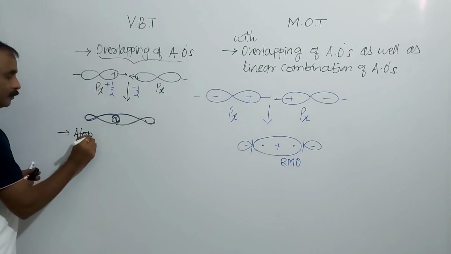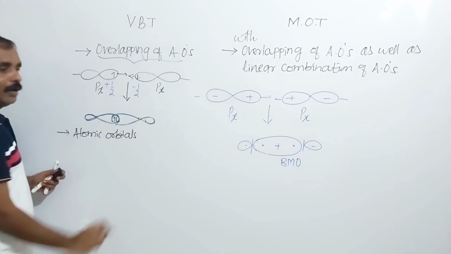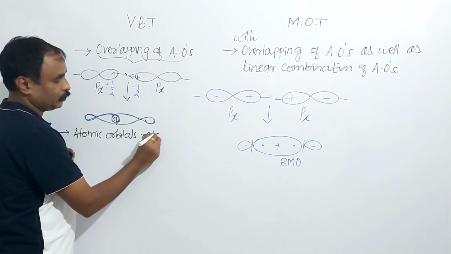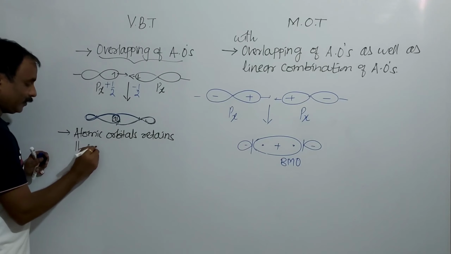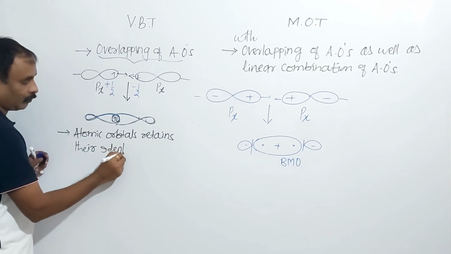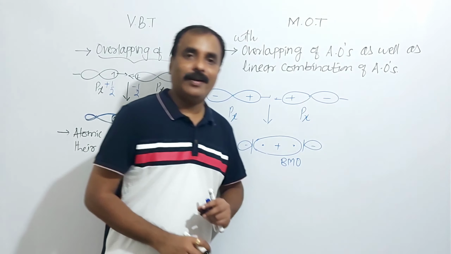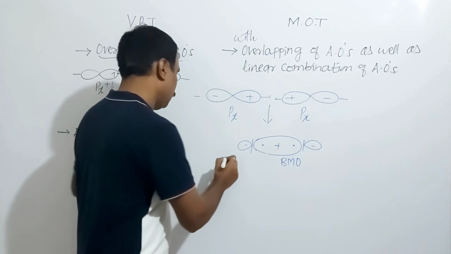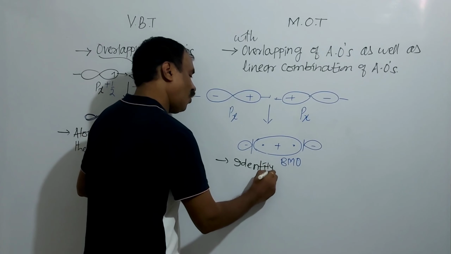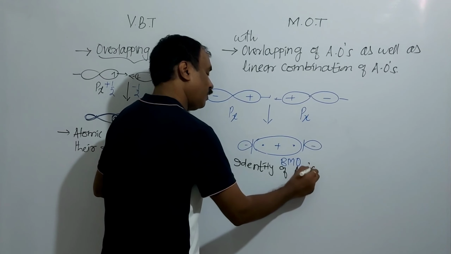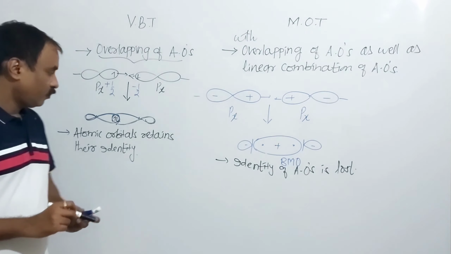So the main difference: in valence bond theory, atomic orbitals retain their identity. But in molecular orbital theory, atomic orbitals lose their identity. And here the identity of atomic orbitals is lost.